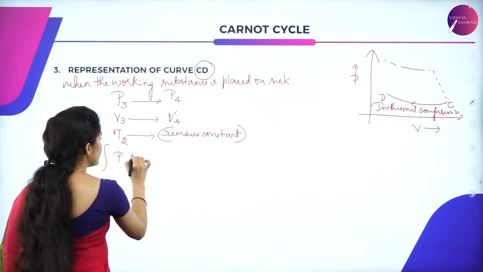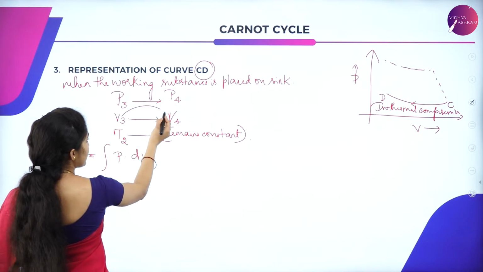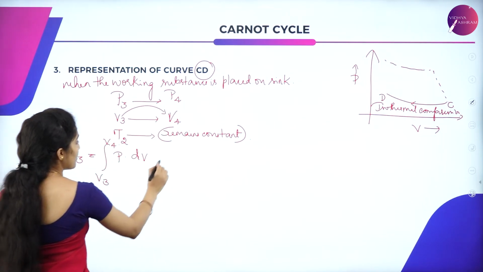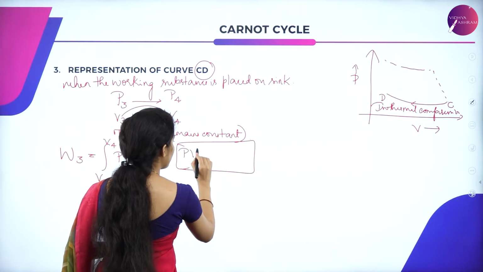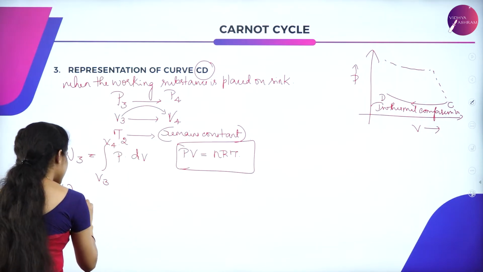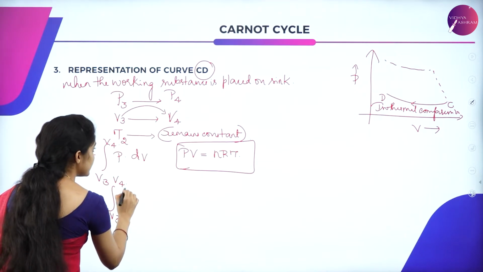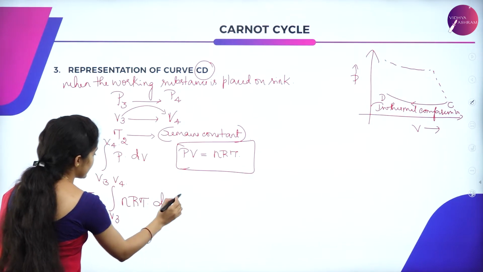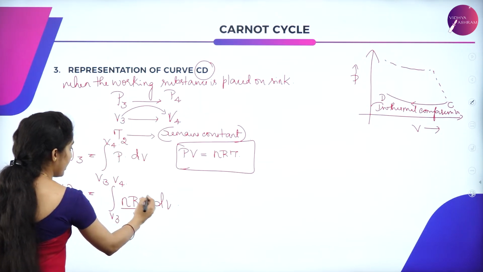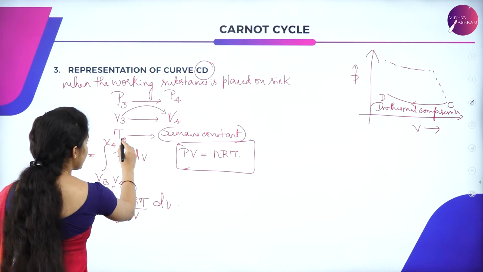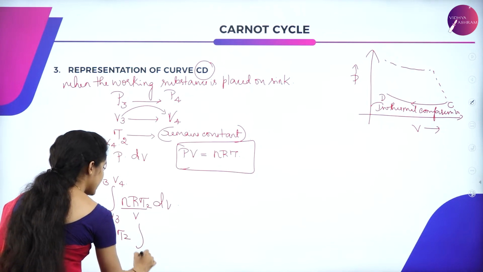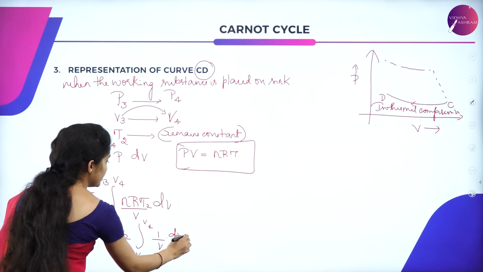to integral P dV. So here the volume changes from V3 to V4. So I can write this as V3 to V4. According to the ideal gas equation, we have PV is equal to nRT. The working substance we consider here is the ideal gas. That is why we just consider the ideal gas equation. So W3 is the integral of nRT dV divided by V. nRT will be the constant terms. So here we have T2. So W3 is equal to nRT2 integral of V3 to V4, and here we have 1 by V into dV.